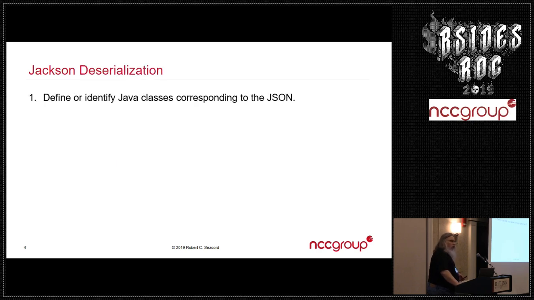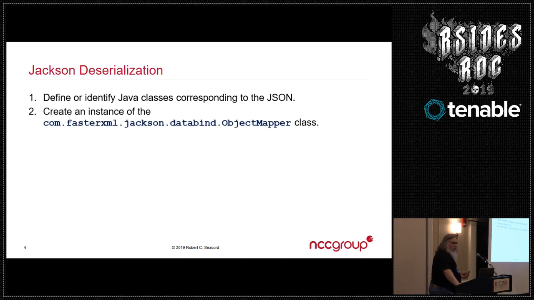The way Jackson deserialization works is that you define or identify a Java class corresponding to the JSON. That's already taking the perspective that you're starting with deserialization. Of course, another typical scenario is to have a Java object which you serialize, and then deserialize that string back to the same object. But if you're starting with the JSON, you would define or identify a Java class for that JSON, and then you create an instance of this Jackson class called ObjectMapper.